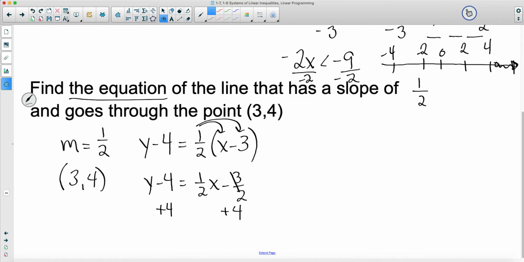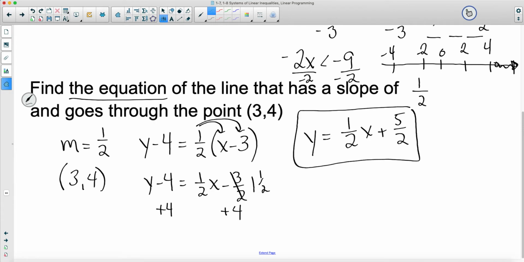Okay, so this is really 1.5. If you want to think of it as a mixed number, we're going to make it an improper fraction when we're done. So y equals 1/2 x. So when we do these two here, that's going to be 2.5, which will be 5/2. So plus 5/2. And you can double check that with your calculator. Right, so 4 minus 1.5 would be 2.5, and it'll be a positive, so it should be 5/2.